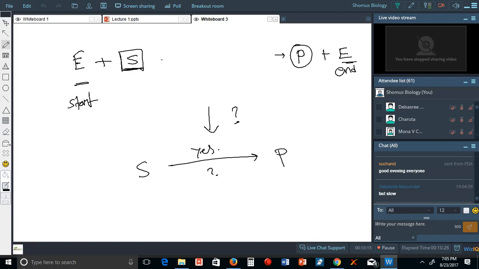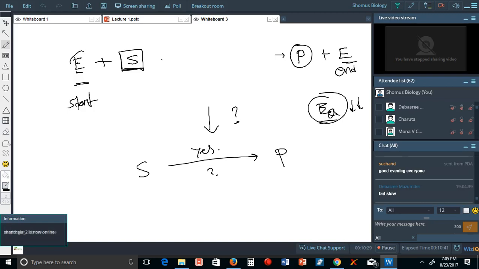But whenever we place an enzyme next to the substrate, that activation energy lowers down. So the activation energy becomes less. So the hurdle is now small, and the substrate can be converted to the product pretty fast. That is the beauty of the enzyme.